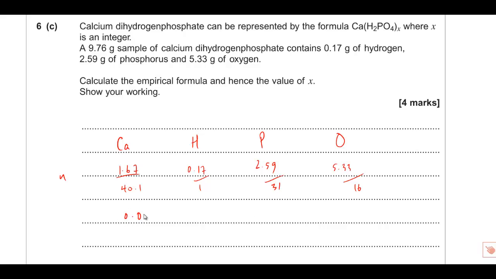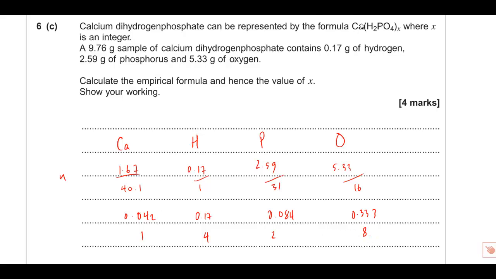We're going to get 0.042, we're going to get 0.17, we're going to get 0.084, we're going to get 0.333. So when we ratioify this one, we're going to find if we divide it by the smallest number, which in this case is that one, we're going to come up with a ratio of 1, 4, 2 to 8.